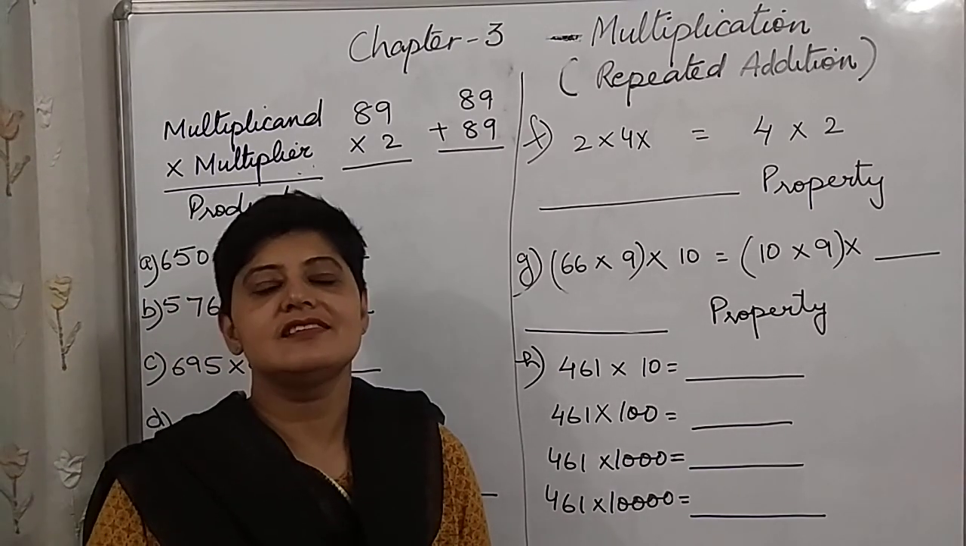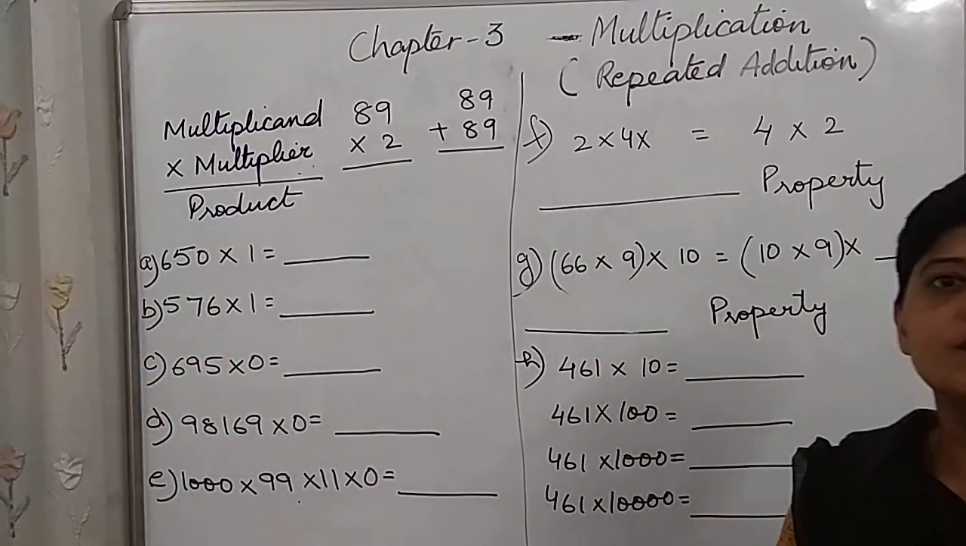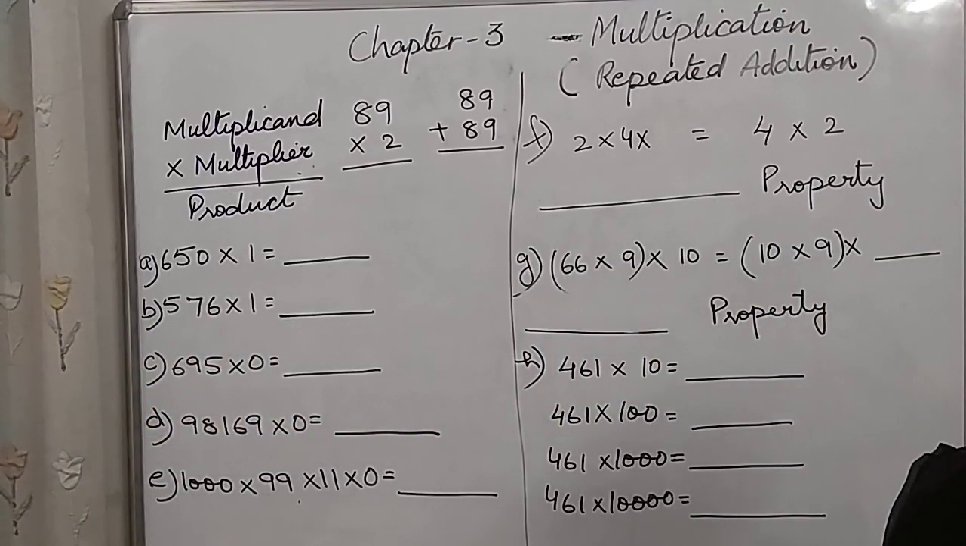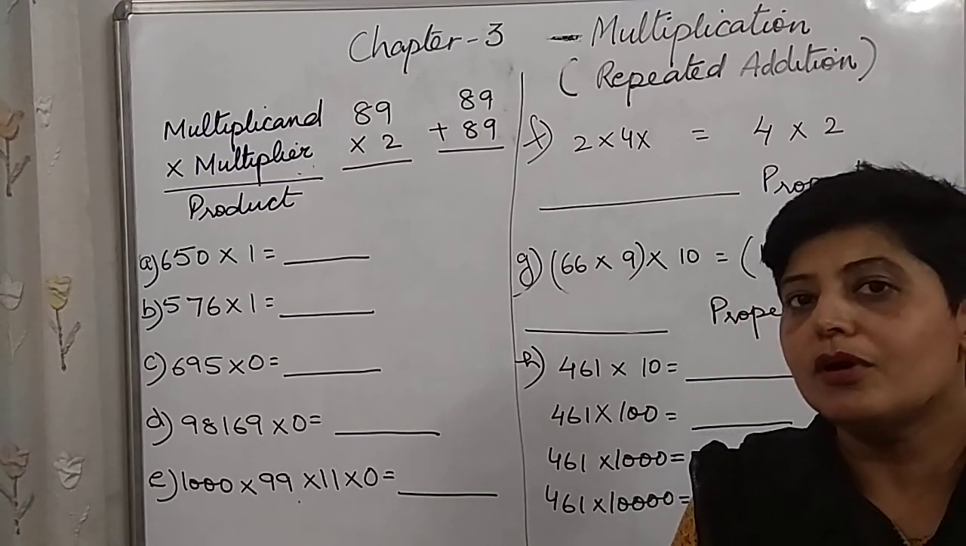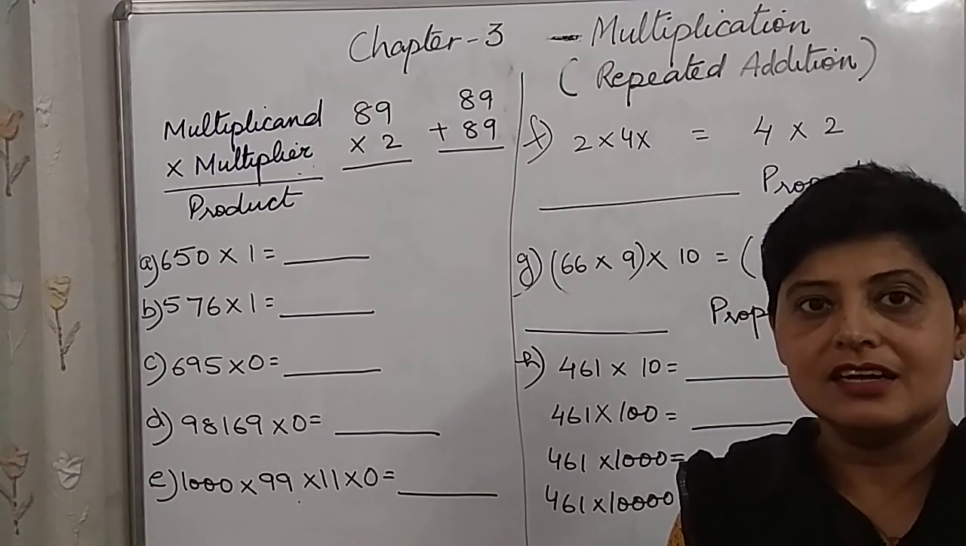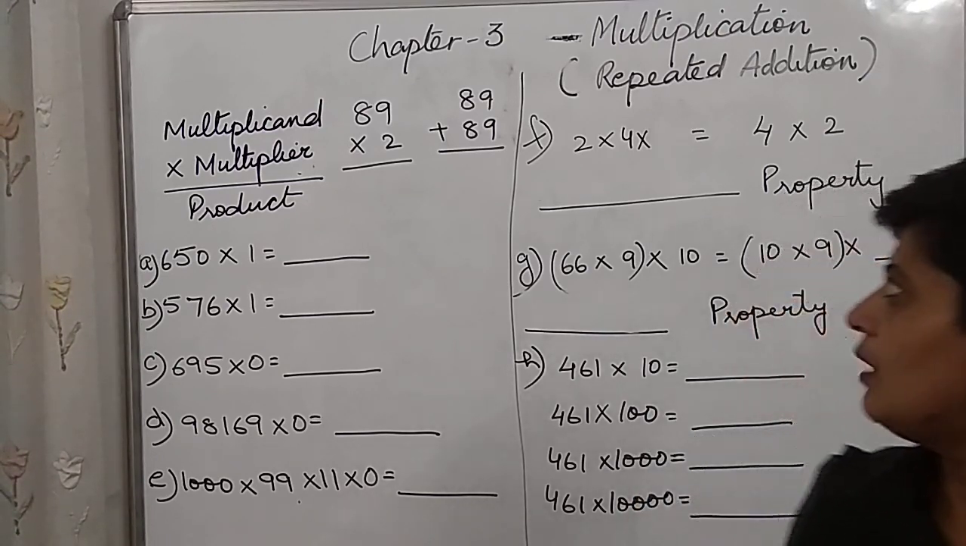So children, today we are starting with chapter 3, multiplication. Now what is multiplication? Multiplication means repeated addition. If we are to add a number again and again, instead of adding it, we can count the number of times it is being added and multiply it with the same number. Let's see with an example.